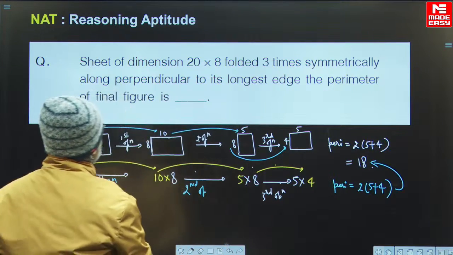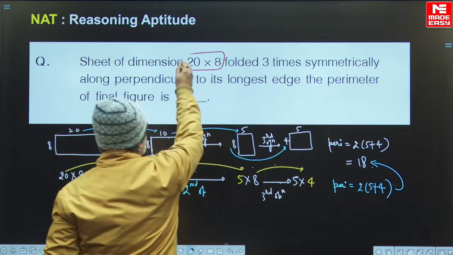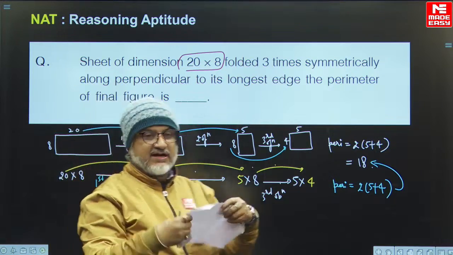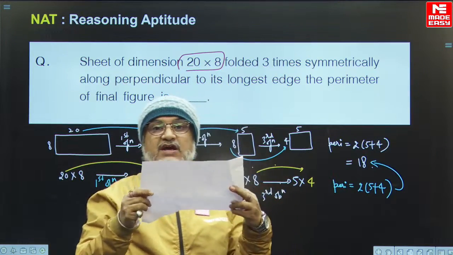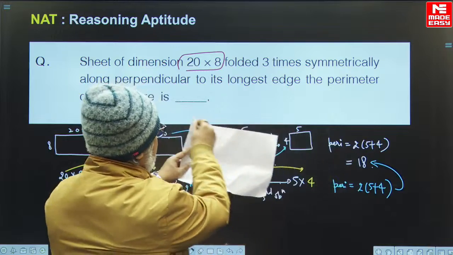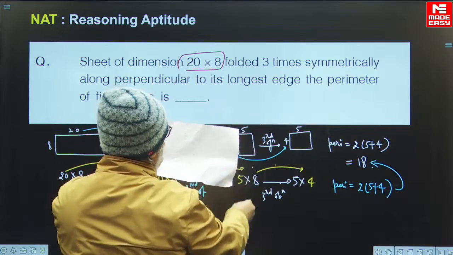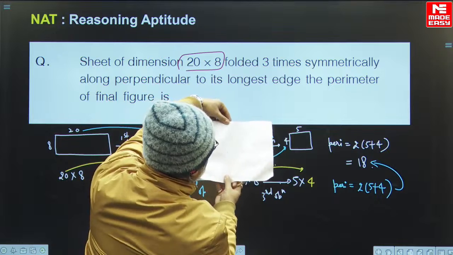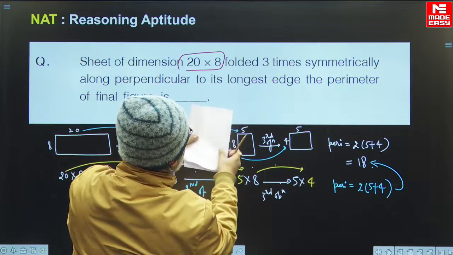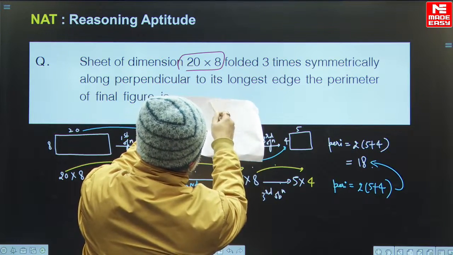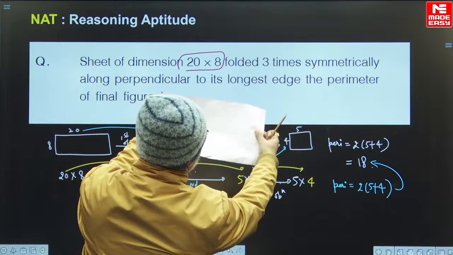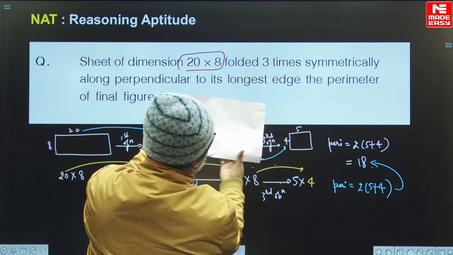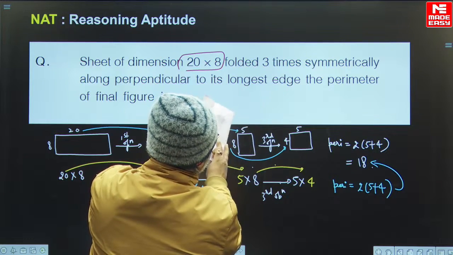What is there? शीट ऑफ 20 into 8 दिखा देता हूं. 20 into 8 का ये शीट है. कैसे फोल्ड करा, लंबी साइड के परपेंडिकुलर, ये 20 है, ये 8 है, लंबी साइड के परपेंडिकुलर, परपेंडिकुलर टू द लेंथी साइड. 20 विल बिकम हाफ. ये देखो ये क्या था, यहां लिखा है 20, यहां लिखा है 8. 20 into 8 perpendicular to the lengthy side, this will become 10.